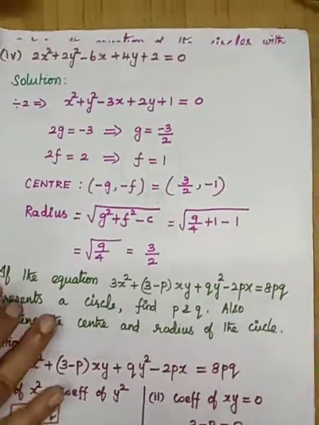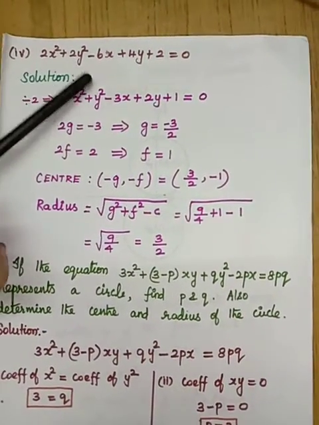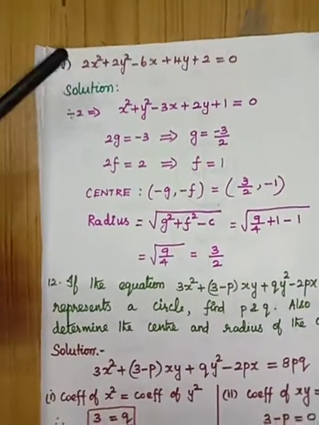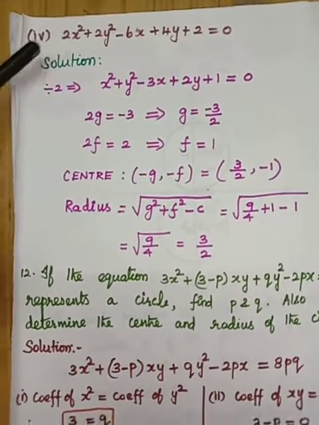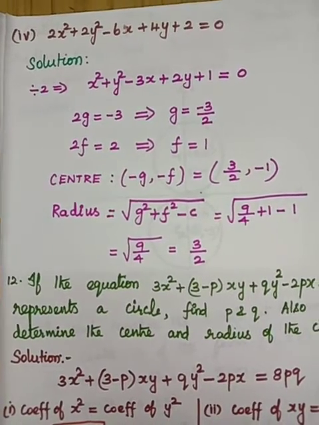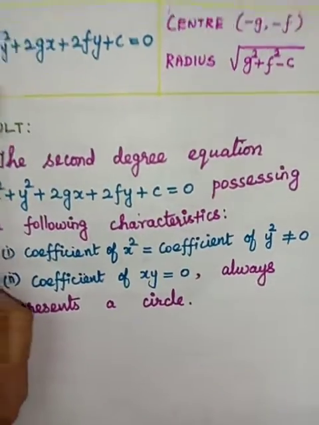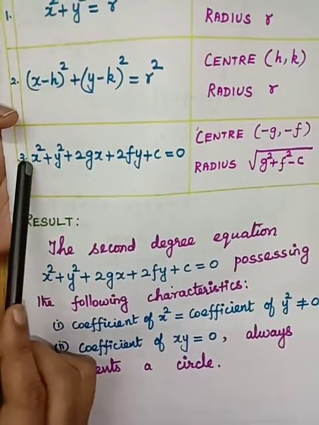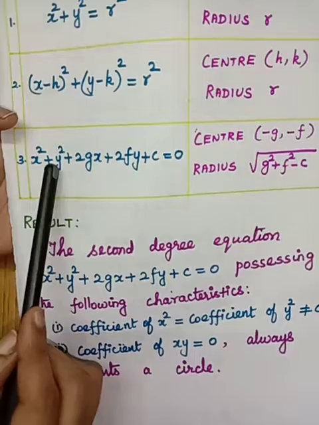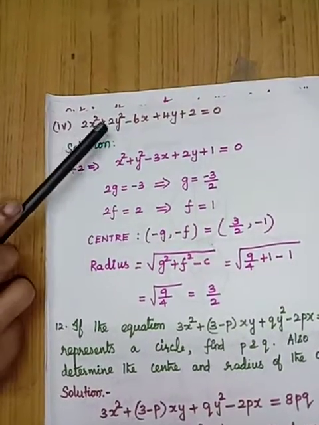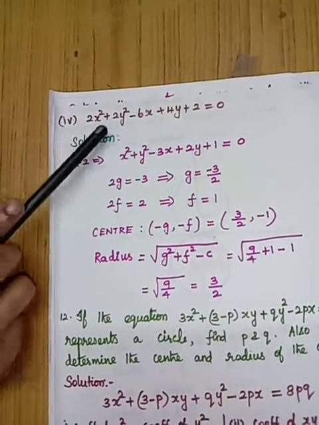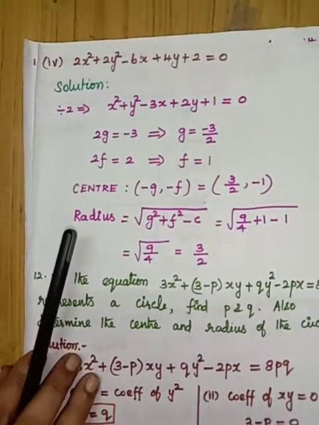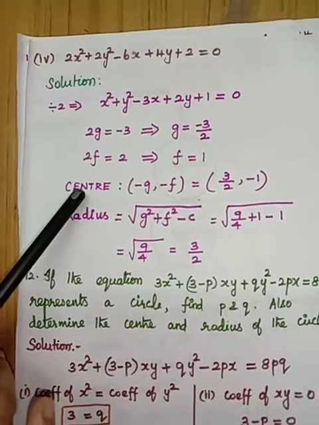The question is 2x squared plus 2y squared minus 6x plus 4y plus 2 is equal to 0. See the solution. First, you have to divide by 2. See that while I am giving the formula, in the equation I have taken here, x squared plus y squared, the coefficient of x squared and the coefficient of y squared I have taken as 1, but here the coefficients are the same, they are 2. So first you have to divide it by 2. So the whole equation has to be divided by 2. The same formula has to be used.